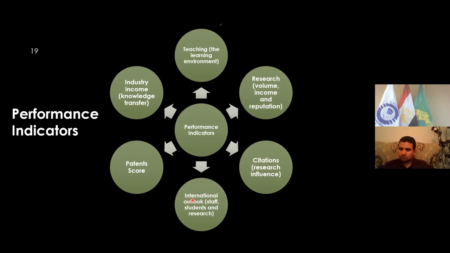International outlook means your staff, your students, and your research: how they move. It is not only localized inside your institute; how it moves outside and circulates gives you a better outlook. Finally, we have the patent score: how many patents you have, and how many of these patents have moved to become products. Industry income is also part of knowledge transfer, because when you work with industry you get money, but you also get knowledge transfer to industry, which is very important and which they look for.